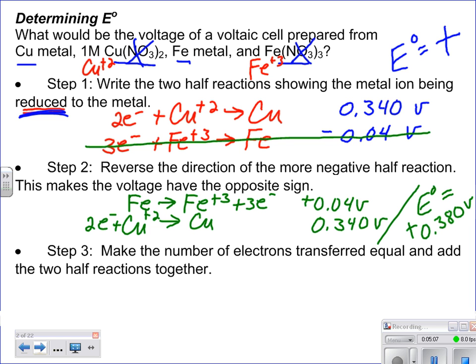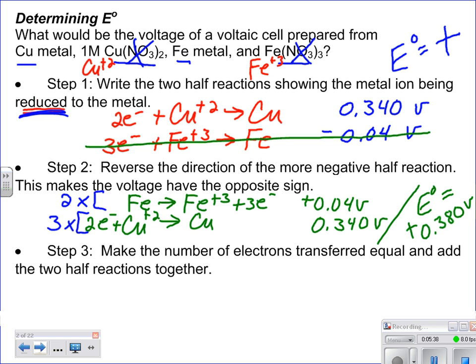Now what we want to do is go ahead and make the number of electrons transferred equal, because I see that we've got 3 in our iron half reaction and 2 in our copper, so we need those to be equal. First one's multiplied times 2, the second one's going to be multiplied times 3. So we're going to get them to be equal to 6 electrons so that that'll cancel out.